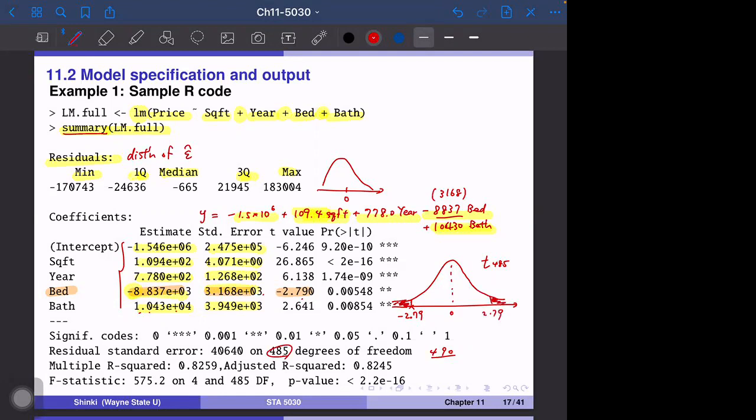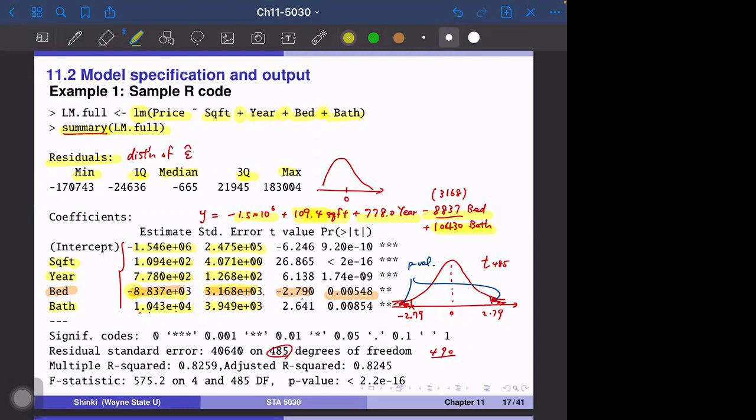So this total area is the p-value. The p-value is 0.005, so we can say that the coefficient for the bedroom is significantly different from 0. This explanation applies to other variables such as square footage, year, and bus. Intercept, usually people are not really serious about interpreting this.